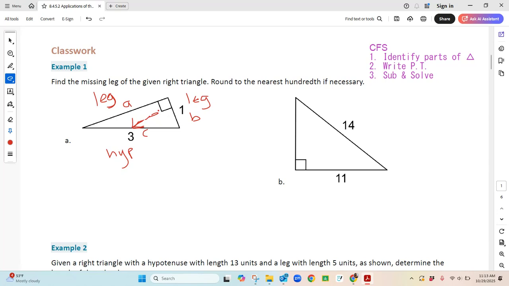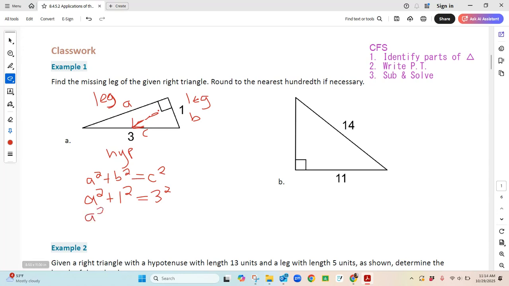Now I'm going to write out the Pythagorean theorem. A squared plus B squared equals C squared. And substitute in. For A, we don't know it yet, so we're going to write A squared. For B, we have 1. And for C, we have 3. Now I'm just going to substitute and solve. Substitution done. Solving. Here we go.